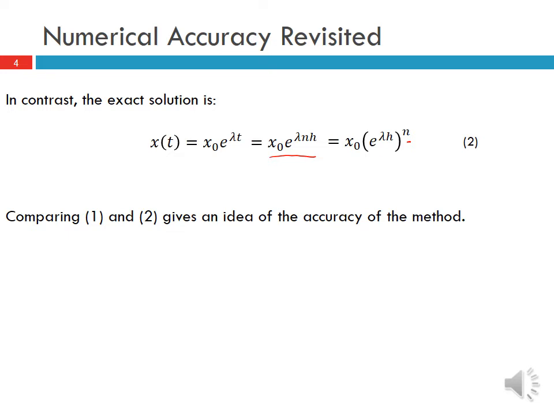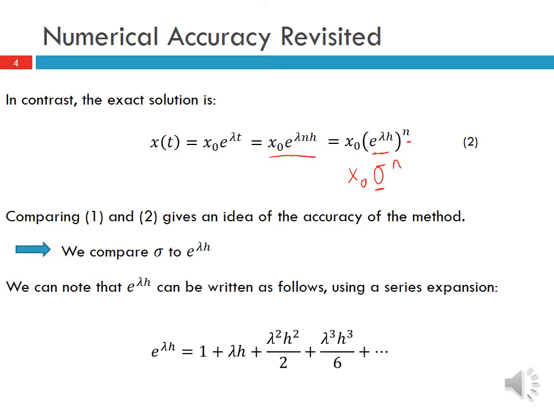So comparing equation 1 and equation 2 can give us an idea of the accuracy of the method. Essentially what we're comparing is sigma to e to the power lambda h. As you can see, in our previous equation for our numerical estimate, x_n is equal to x0 times sigma to the power n. So we're comparing this quantity with sigma.